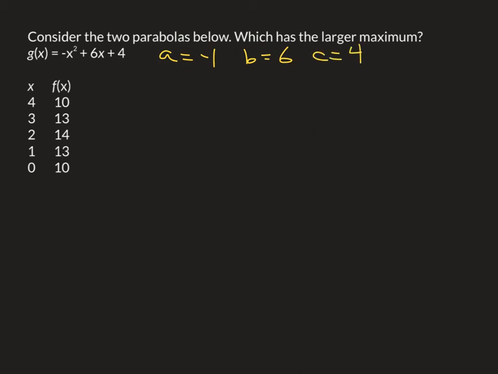So I can find the vertex where the maximum occurs by starting off by doing the opposite of b over 2a, which means we do the opposite of 6 over 2 times negative 1. 2 times negative 1 makes negative 2. Negative 6 divided by negative 2 makes positive 3. Then I know that the vertex occurs at 3. The maximum then is the y value at that point.